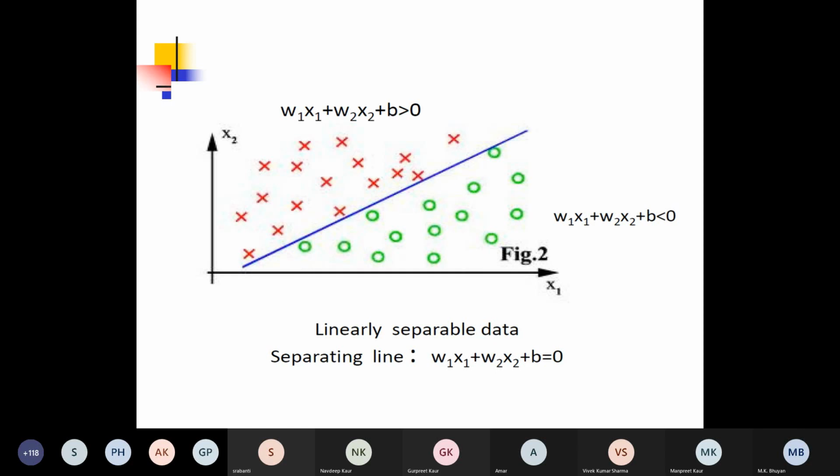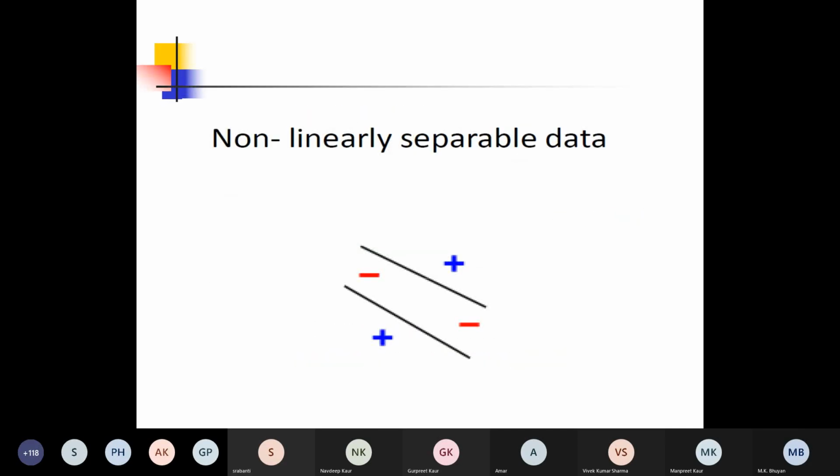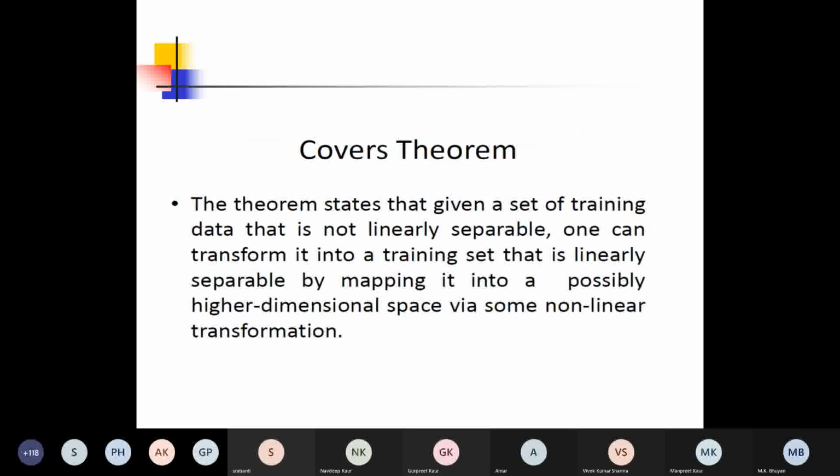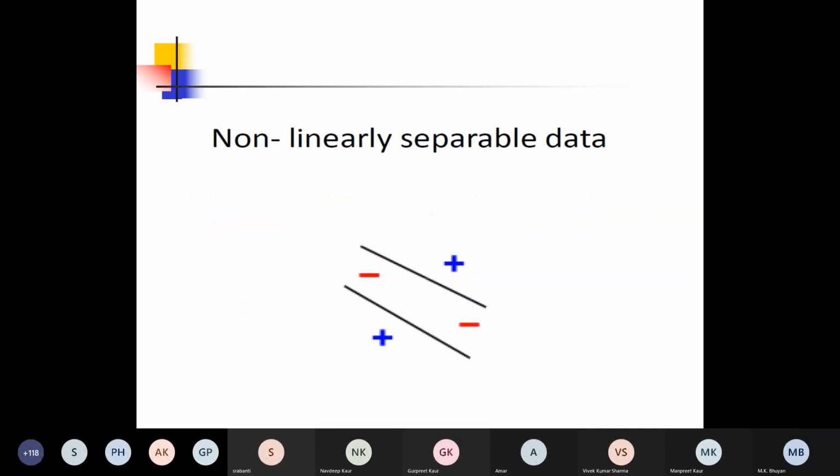And here I am showing one example of non-linearly separable data. For non-linearly separable data, we can apply the artificial neural networks because they use the nonlinear activation function. That is why for this type of case, we can consider artificial neural networks, or maybe we can consider the nonlinear support vector machine.